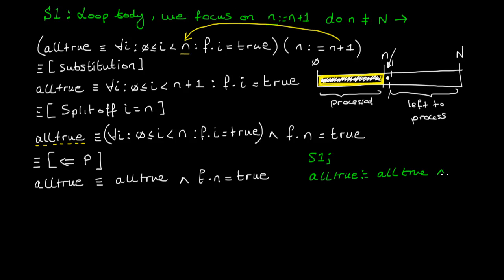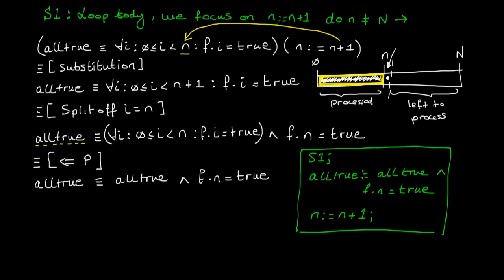I'm not going to have room to write it all on one line, and f.n equal to true. And of course we can't forget that the loop body also needs to increment n, because that's what got us there essentially. That's how we ended up with our solution. By focusing in on what needs to happen to n, we actually figured out what needs to happen to all true.